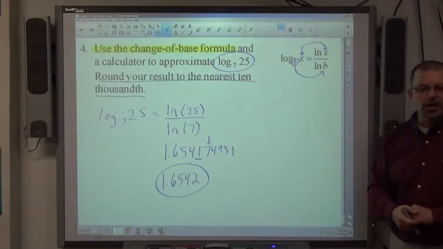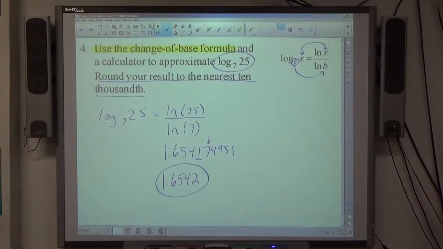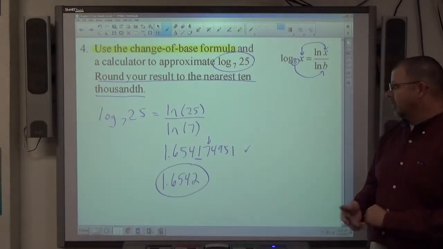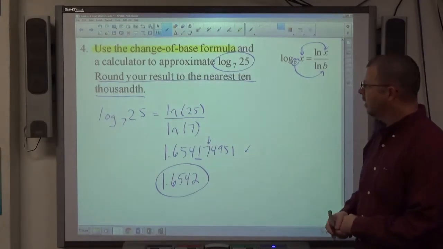Typically on a test, I'm going to deduct a point if you don't round to the correct decimal place. So if you give me the right answer here, you're going to get 7 points. The extra point comes from rounding correctly.